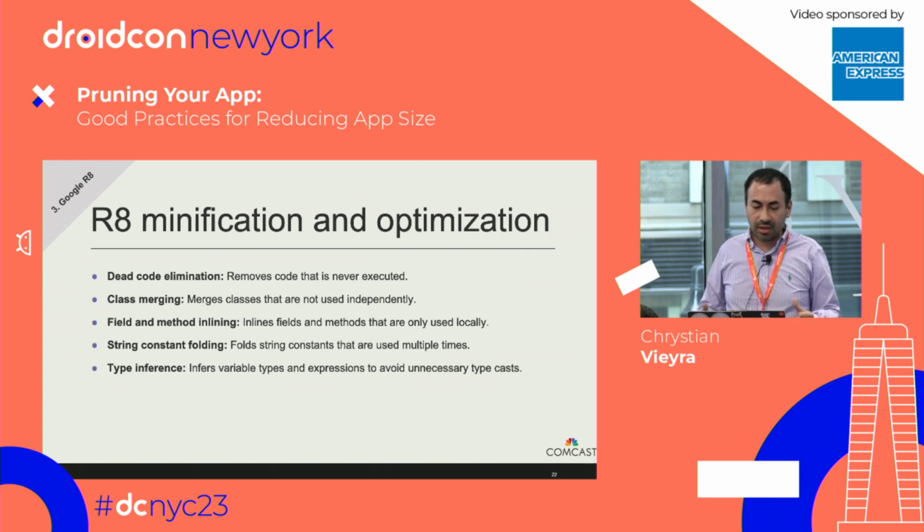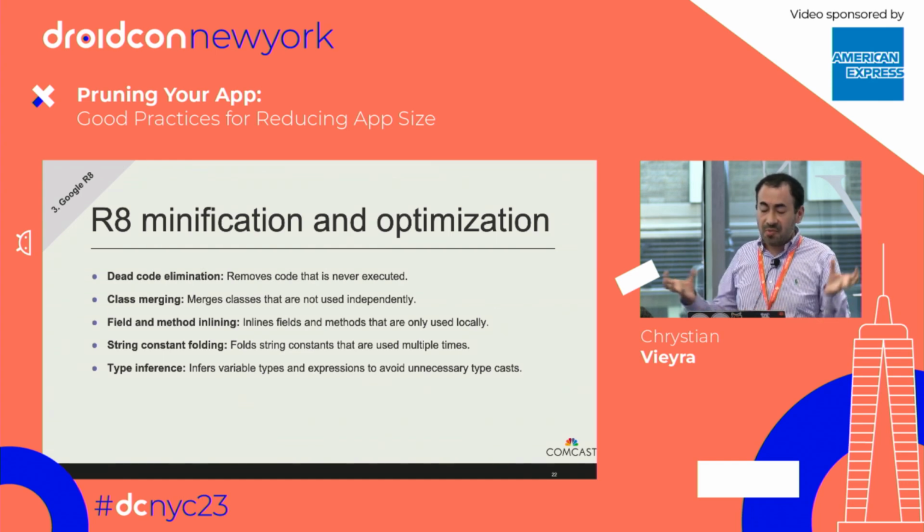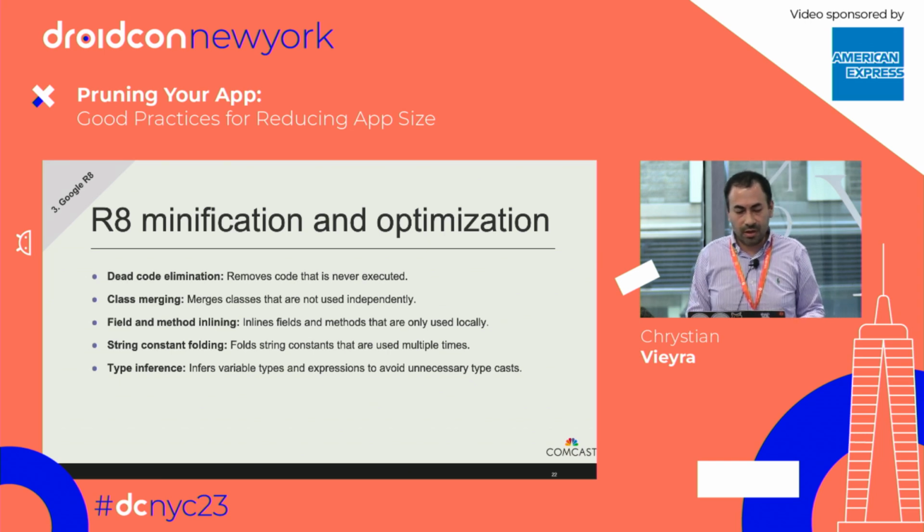And how does it work? It removes code that is never executed. It does class merging. We like to use object-oriented classes and do very fancy code, organize it the way we want. But that might not be the most efficient for code size. So R8 modifies your code and might merge classes together, methods, inline fields, variables, all of that. It does a lot of awesome things for you.